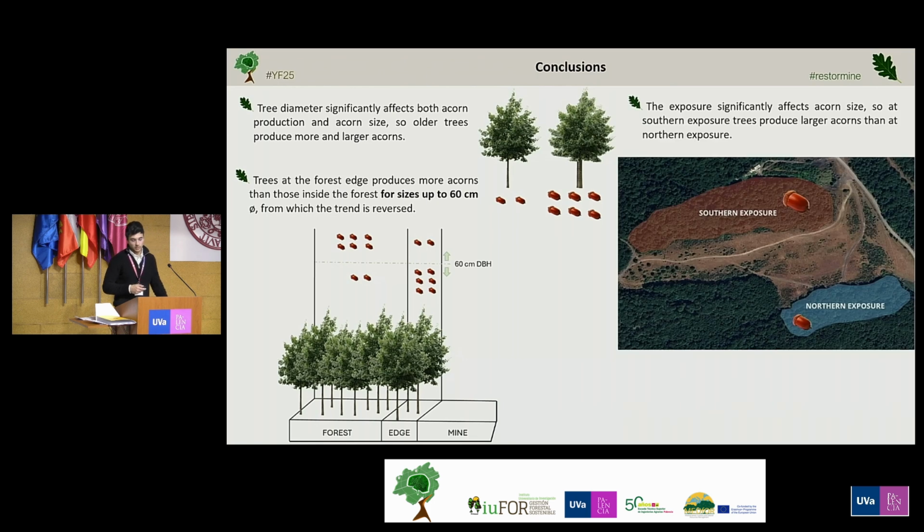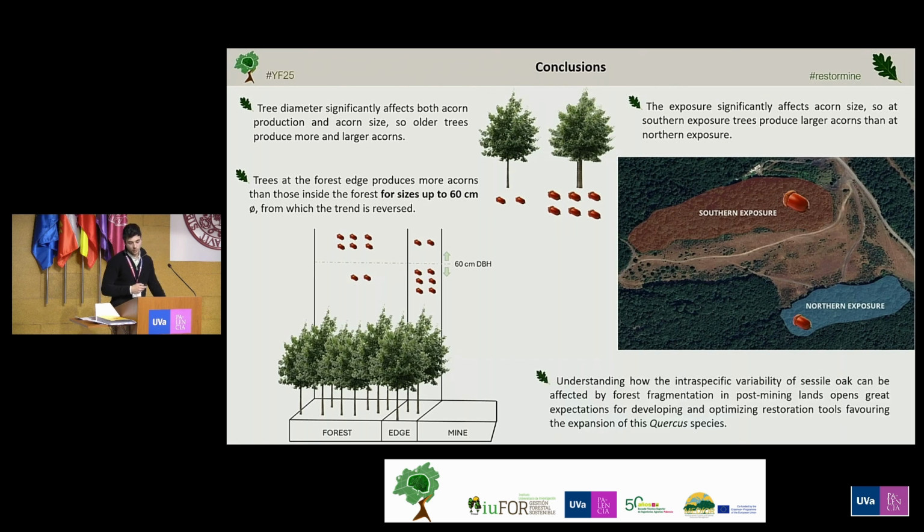According to the exposure, it significantly affects acorn size, so in the southern exposure trees produce larger acorns than in the northern one. And as a general conclusion, understanding how the intraspecific variability of sessile oak can be affected by forest fragmentation in post-mining lands opens great expectations for developing and optimizing restoration tools favoring the expansion of this Quercus species.